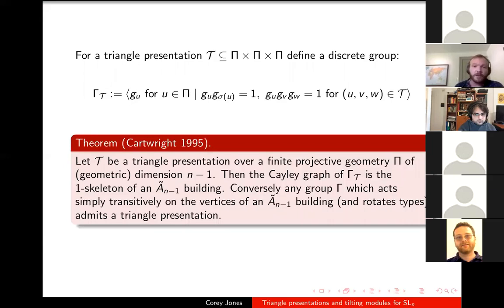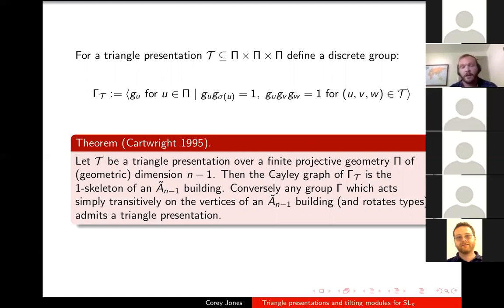And the theorem, due to Donald Cartwright, is that if you have a triangle presentation, then the Cayley graph of this group I just described with respect to this presentation is the one skeleton of an affine A_{n-1} building. And indeed, you can just take the flag complex over the graph. So in other words, just define the n simplices in my complex to be the subsets of size n plus 1, so that every pair of vertices is adjacent in the graph.